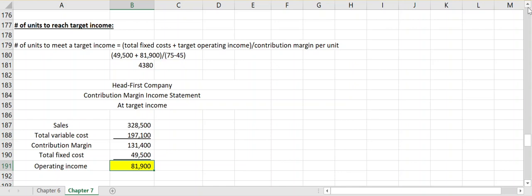We could do the same process to figure out how much in sales revenue we would have to sell in order to meet that operating income. Again, it would just be slightly adjusting that break-even point in sales dollars formula. So in our numerator, it would be our total fixed cost again, plus our total operating income, divided by the contribution margin ratio to get us the sales dollars that we would need to reach a certain target income.